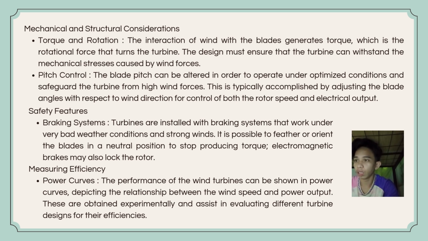The third is measuring efficiency. The first point is the power curve. The performance of a wind turbine can be shown in a power curve, depicting the relationship between the wind speed and power output. These are obtained experimentally and assist in evaluating different turbine designs for their efficiencies.